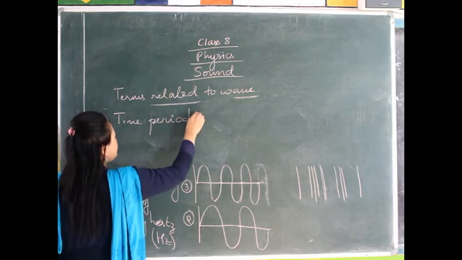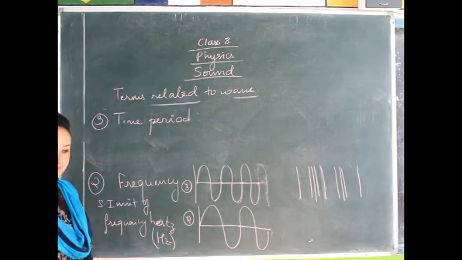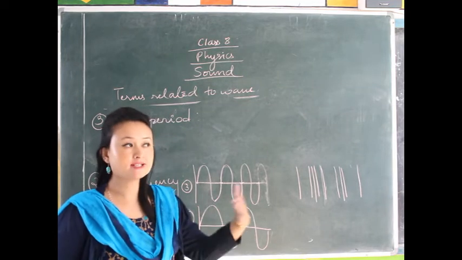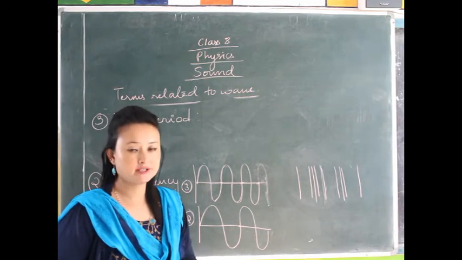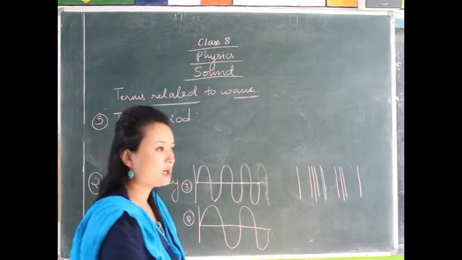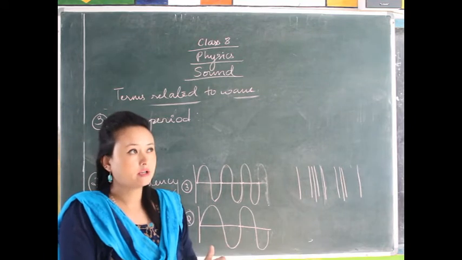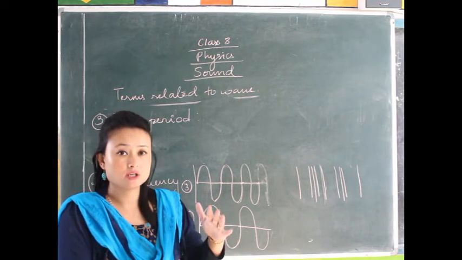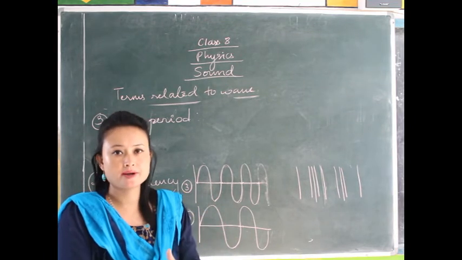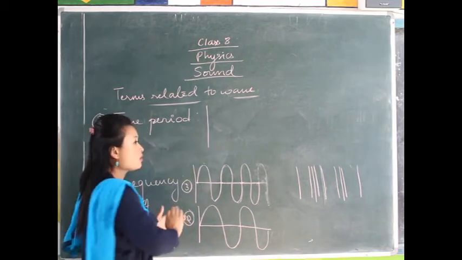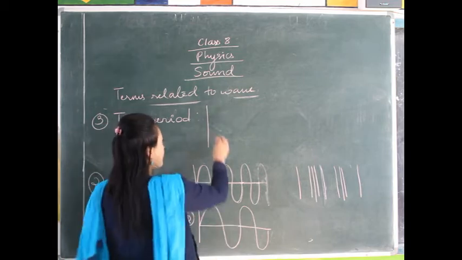And what is your time period? Time period means how many times it can vibrate. Sorry, time period is defined as one complete to and fro motion of the particle. Okay, what does it mean? How much time does it take to complete one to and fro motion?